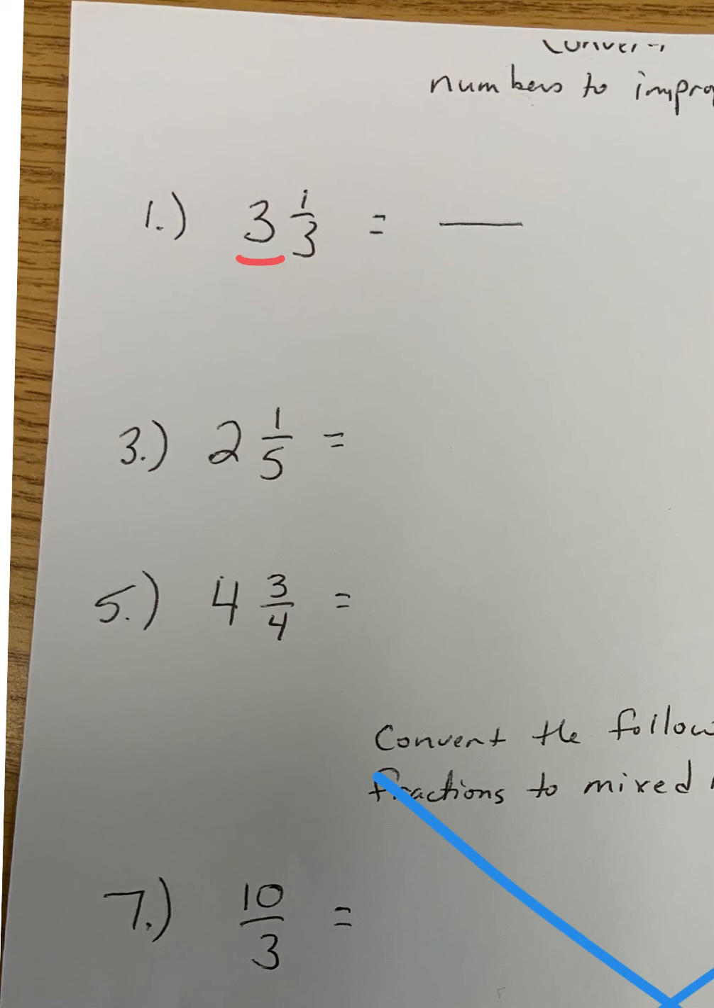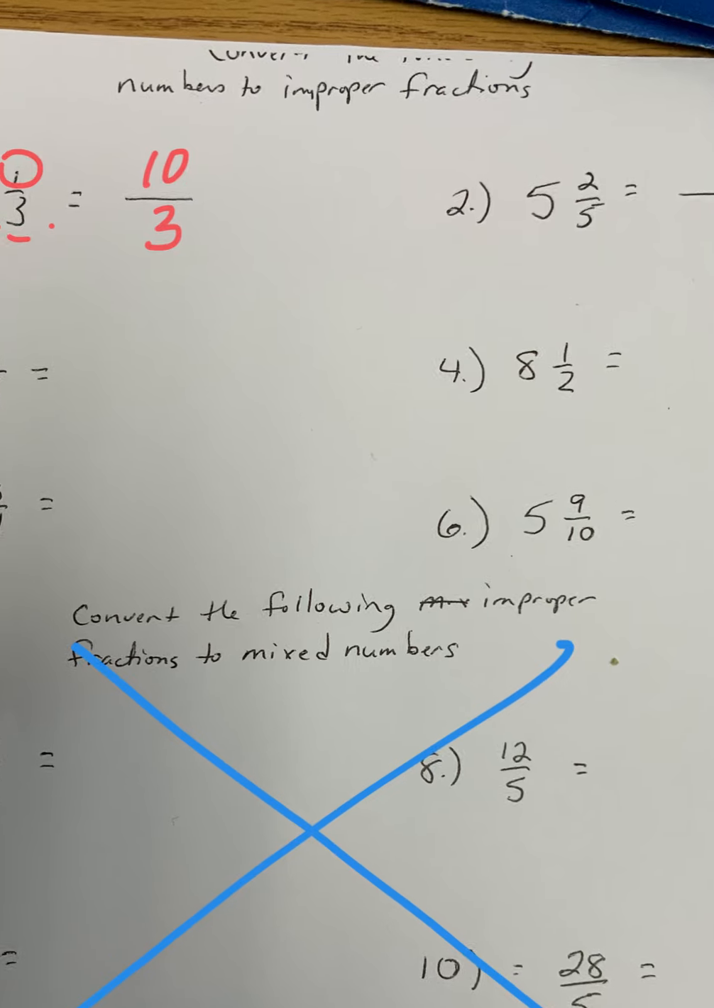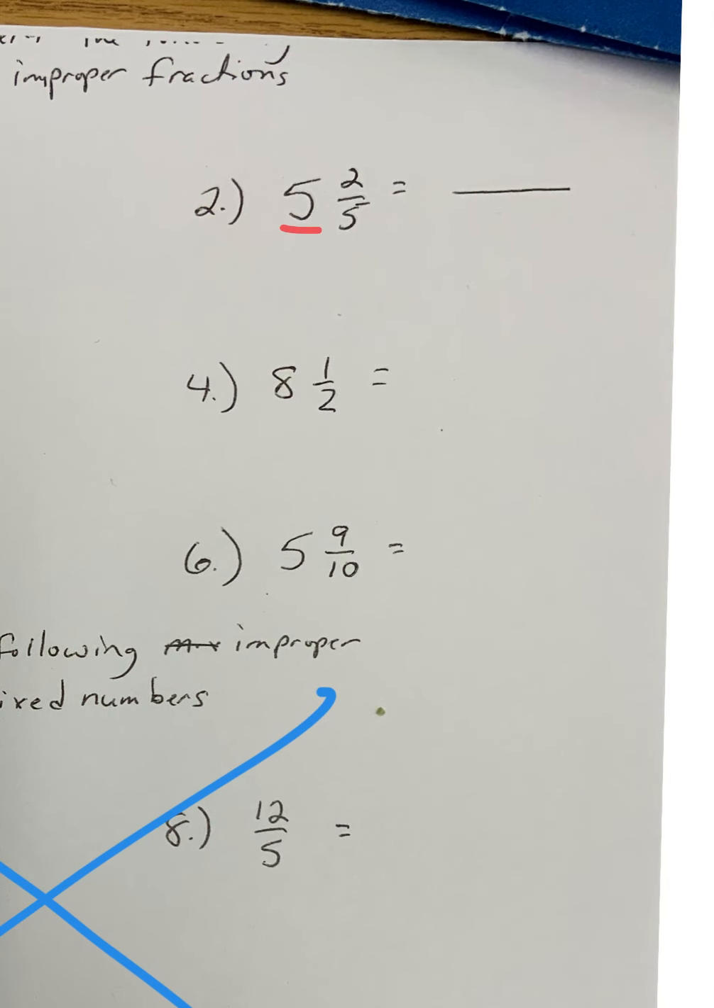This one, I have 3 wholes. I know that they're in thirds. 3 times 3 is 9. I have this other one that's left over, so 10/3. The size of the piece doesn't change. This one, I know I have 5 wholes, and there's 5 in each of those because we're talking about fifths, so that's 25. 5 times 5 is 25. Add 2 more to it, and that becomes 27 fifths. Never change the size of the piece.